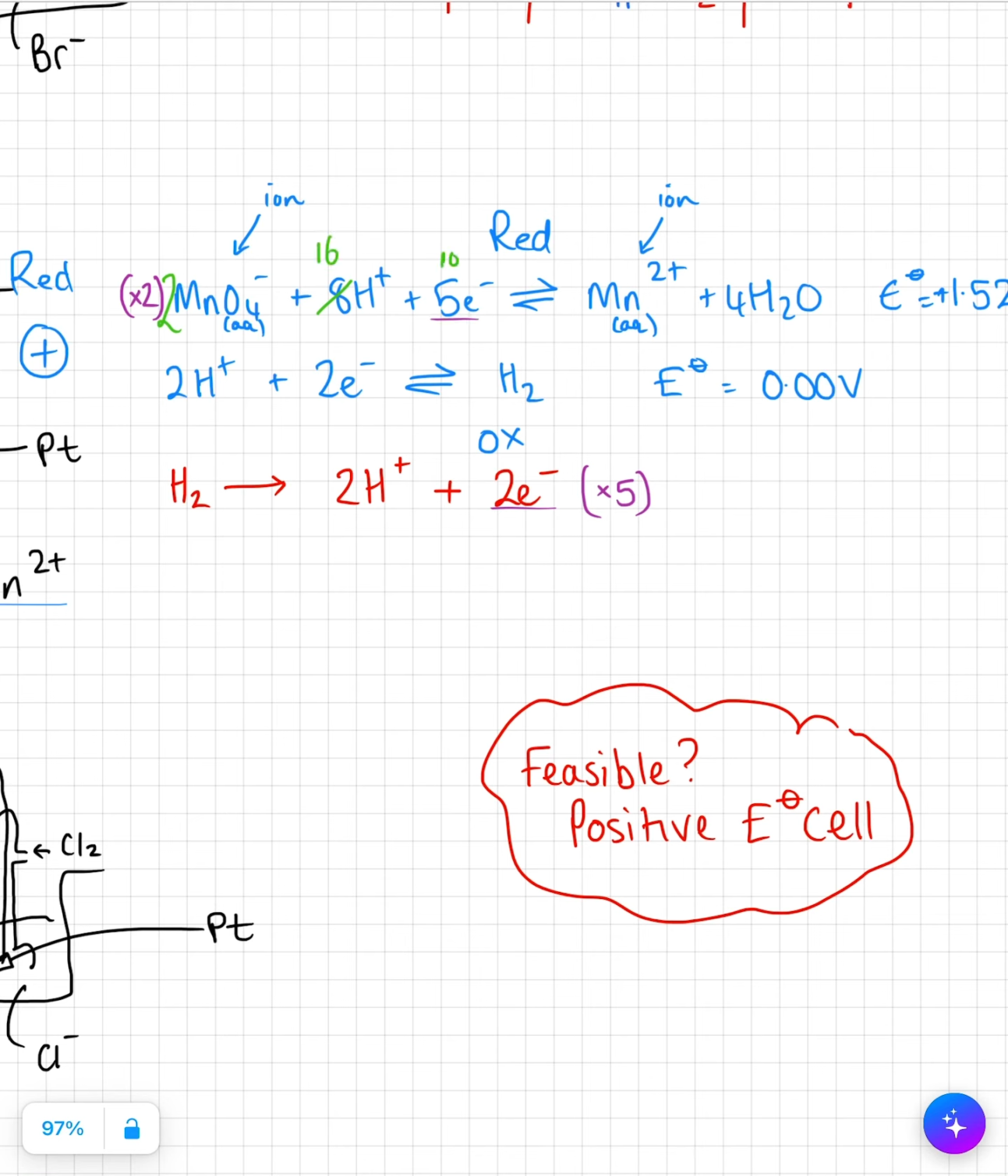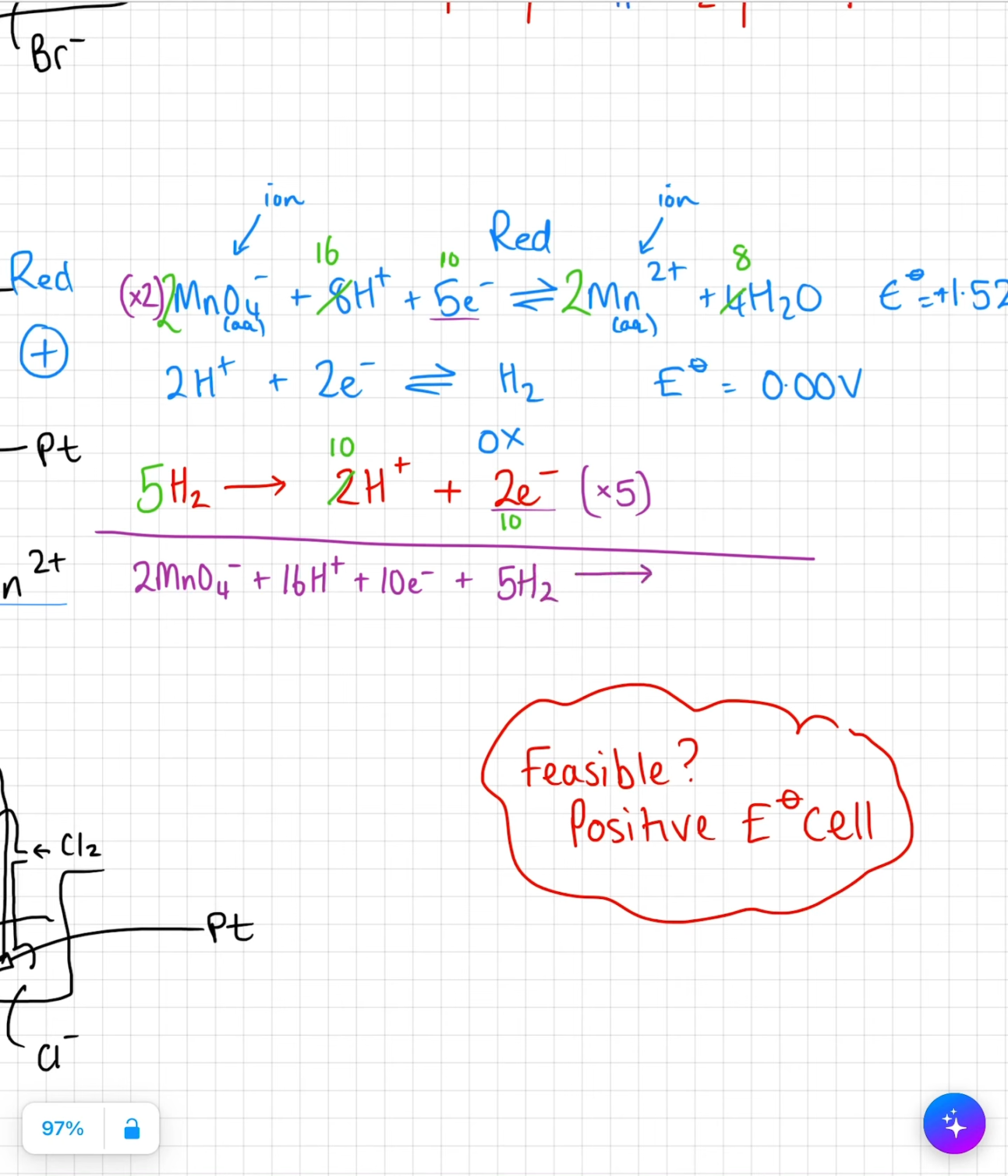So that gives us 10 electrons, 2 Mn2+, that's now giving us 8 H2O. And we're going to multiply this by 5, so that's 5 H2. That gives us 10 H+, and then we've got our 10 e-. Now we can combine these two half equations: 2MnO4- plus 16H+, the 10e-, we're just going to put this here for now, and the 5H2.